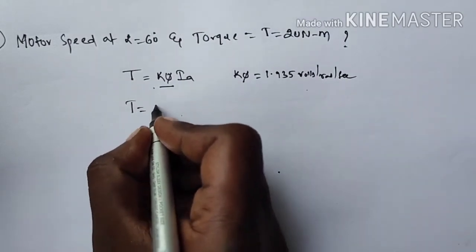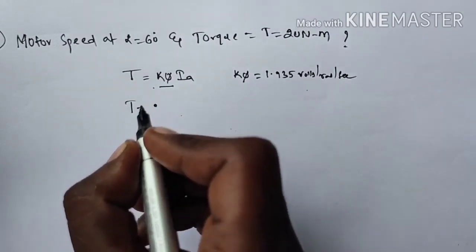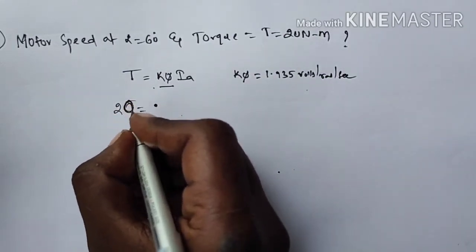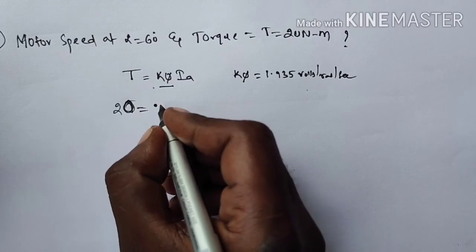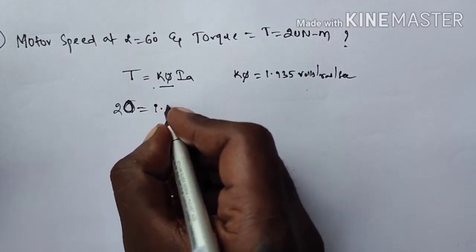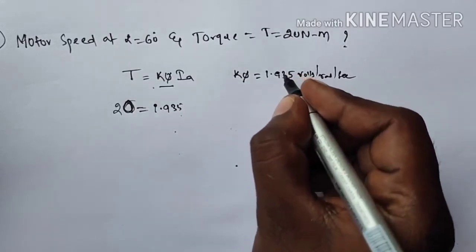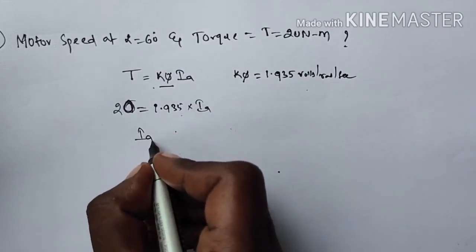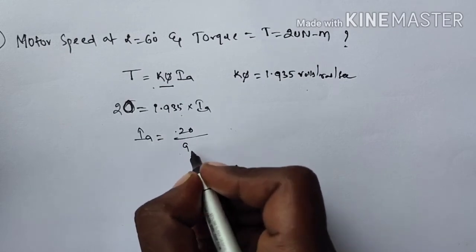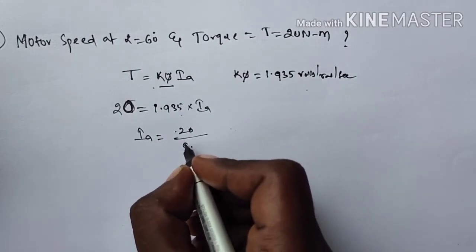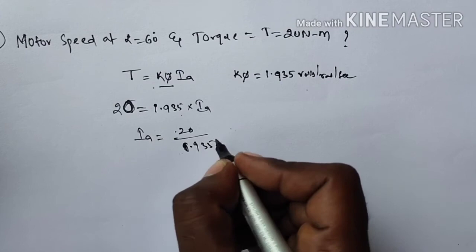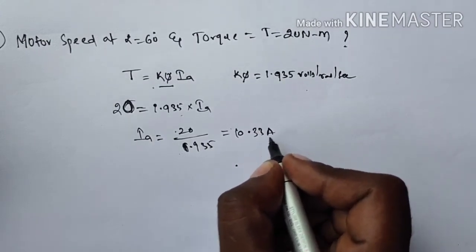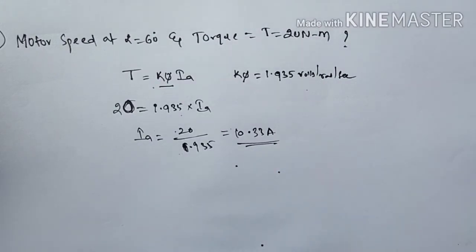So let us substitute here. Do you know the torque T value? Yes, it is 20 Newton meter, and K pi is 1.935, into IA. What we have to calculate is IA. IA is equal to 20 by 1.935, which is 10.33 amperes. Okay, now you got the current.